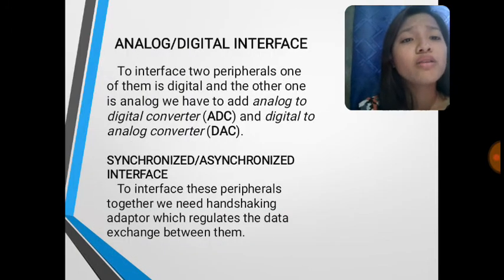Analog digital interface. To interface two peripherals, one of them is digital and the other one is analog. We have to use an analog to digital converter, or ADC, and a digital to analog converter, DAC.